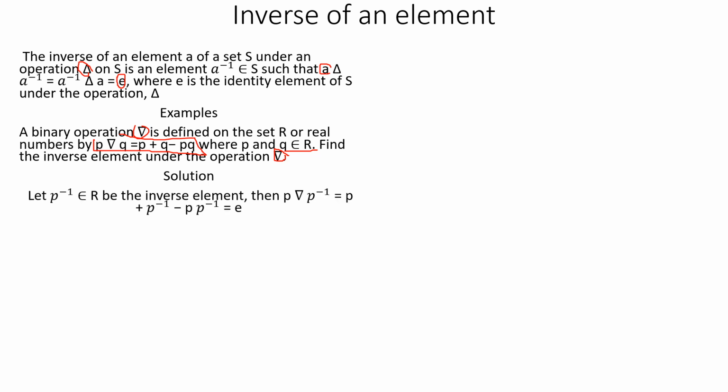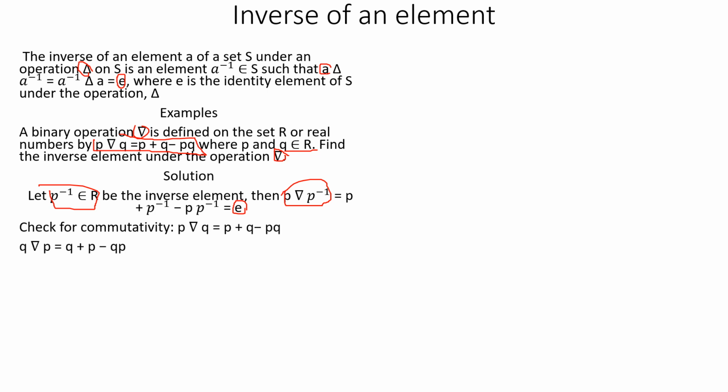So we are letting P inverse, which belongs to the real numbers, be the inverse element. If that is the case, according to the definition, then P operated on its inverse must be equal to P plus P inverse minus P multiplied by P inverse, which should give us an identity element. So we just substitute into the expression given.